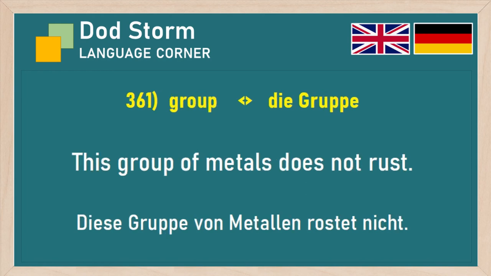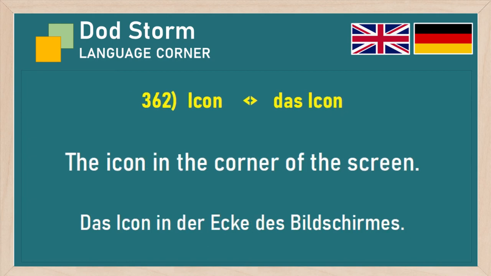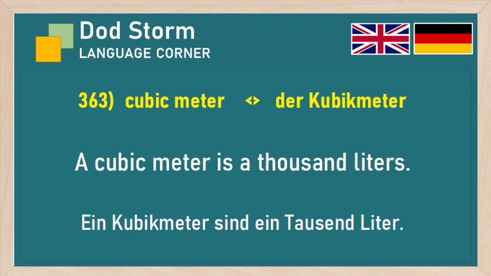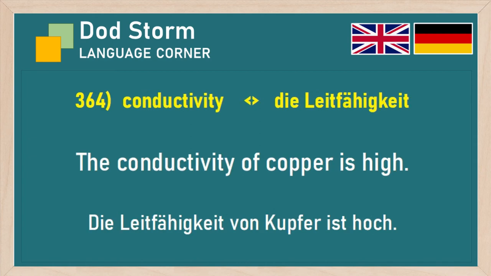This group of metal does not rust. The icon in the corner of the screen. A cubic meter is 1,000 liters. The conductivity of copper is high.